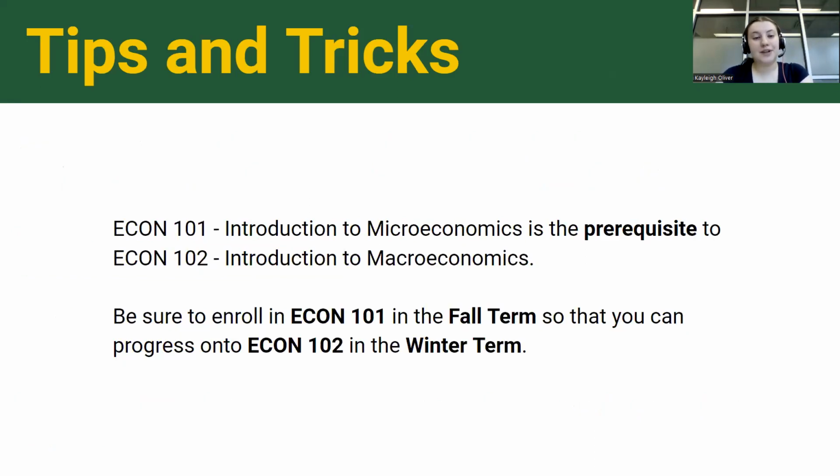So the second tip I have for you is less a tip, more something that you need to do regardless, and that is to take the economics courses in the right order. So like I said before, there are 2 economics courses that you will need to take. Econ 101 is the Introduction to Microeconomics class, and Econ 102 is the Introduction to Macroeconomics class. Now, Econ 101 is a prerequisite to Econ 102, meaning you will not be permitted to enroll in Econ 102, the second iteration of the course, until you complete the first iteration, which is Econ 101.